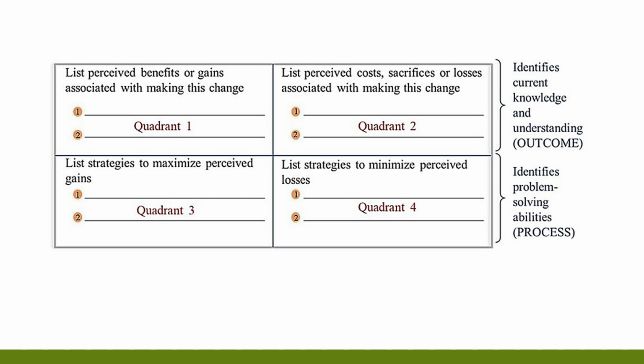So hopefully you see the difference. Quadrant 1 and 2 are all about outcomes. Quadrant 3 is about the process. And in quadrant 3, you're just going to list. So you might say, I'm going to have to go to the gym 5 times a week.